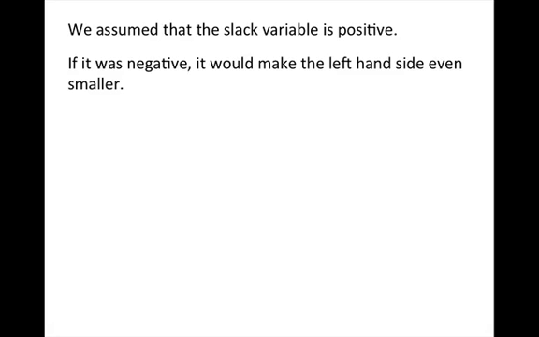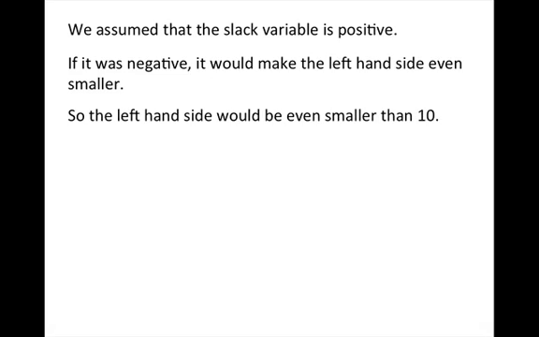So we assume that the slack variable is positive. If it was negative, it would make the left-hand side even smaller, as I mentioned. So the left-hand side would have been smaller than 10. And just a quick example to show this, if I have 4 is less than or equal to 10, and I add a negative number, let's say I add a negative 1, which is the same as subtracting 1, that would give me 3 is less than or equal to 10.